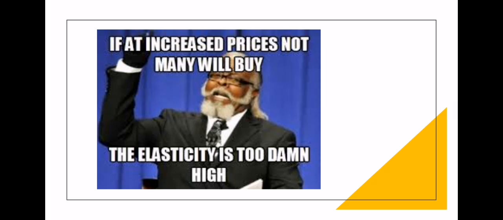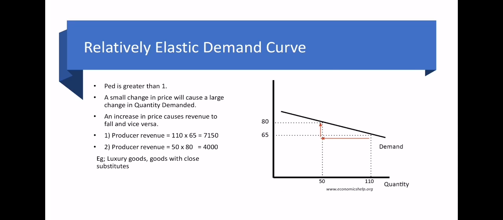This guy knows it best. Okay, anyway, relatively elastic demand curve. This is the next type of elasticity where the PED is greater than 1. Now what this means is that a small change in price will cause a large change in quantity demanded. Now this happens for luxury goods or for goods with very close substitutes. Now just take for example Adidas and Nike.